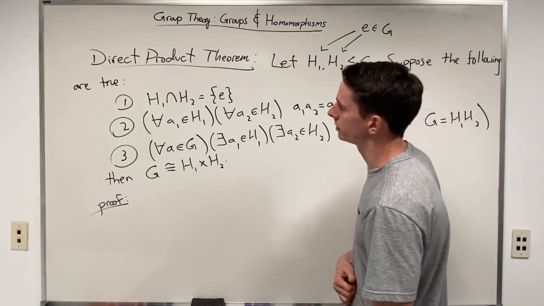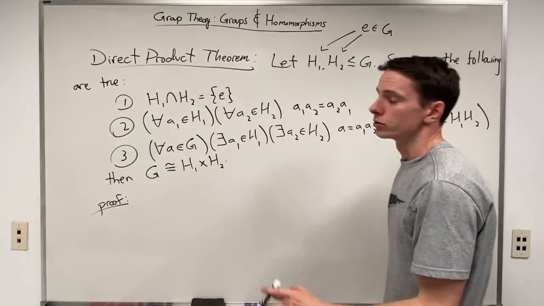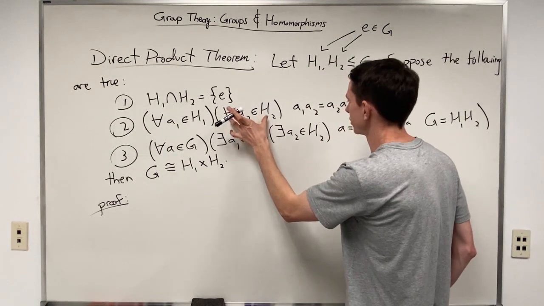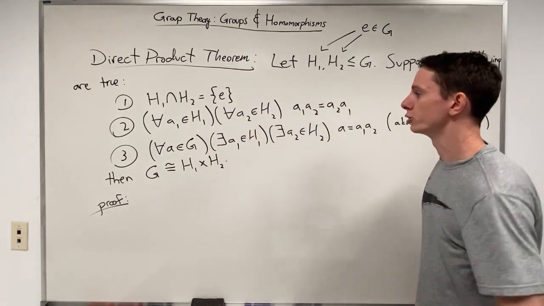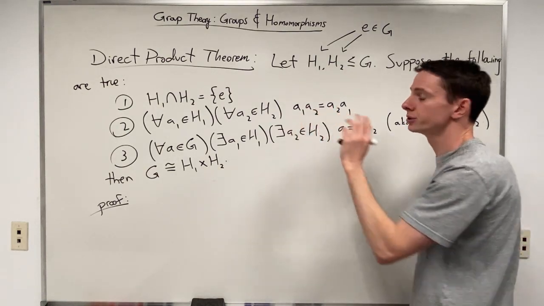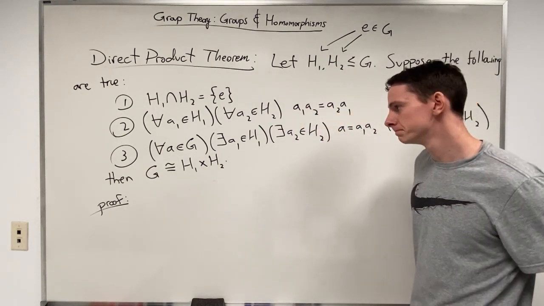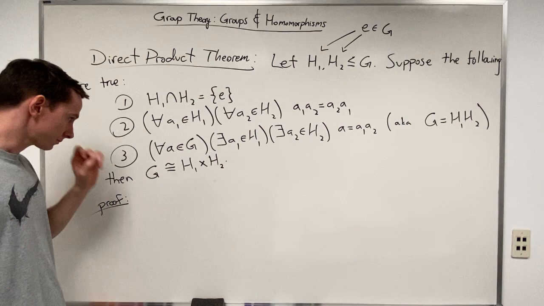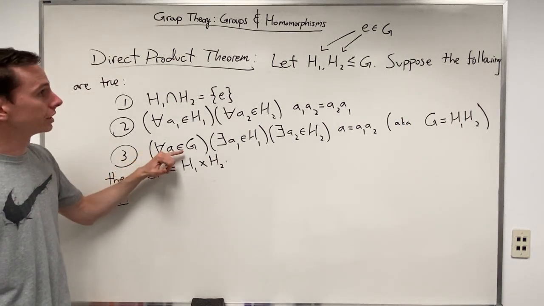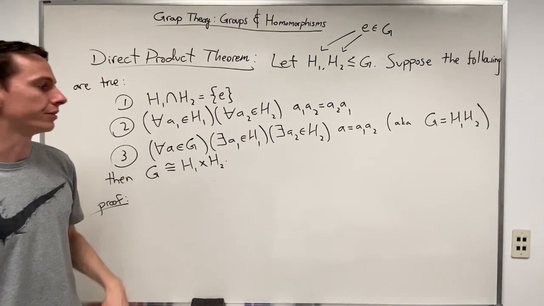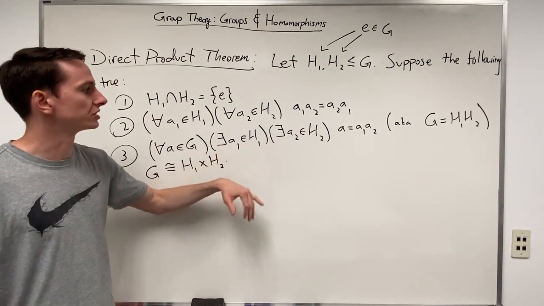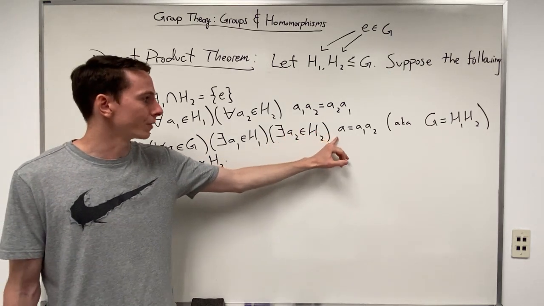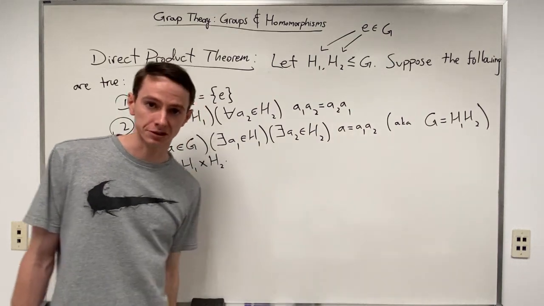Then for the second criterion, we're saying that whatever element we have in the first subgroup, and whatever element we have in the second subgroup, those elements are going to commute with each other. So we could take A1 times A2, and that would be the same thing as A2 times A1. And then for the final condition, we're saying that for all elements in the big group, G, there exists some element in the first subgroup and some element in the second subgroup, such that any element from G can be written as a product of those two elements.